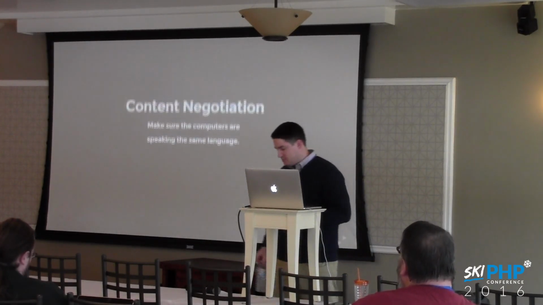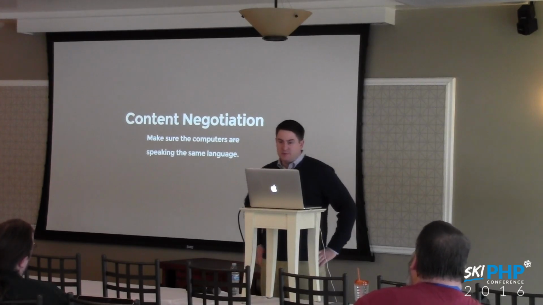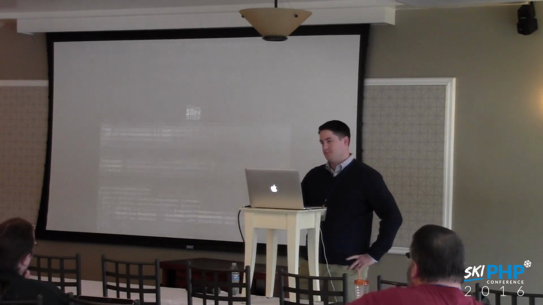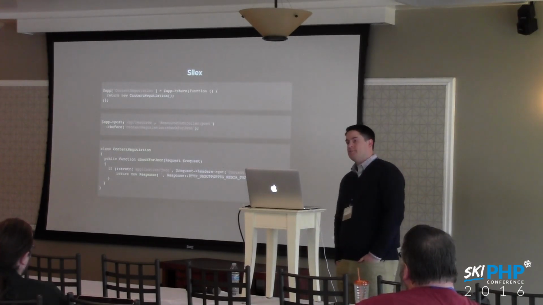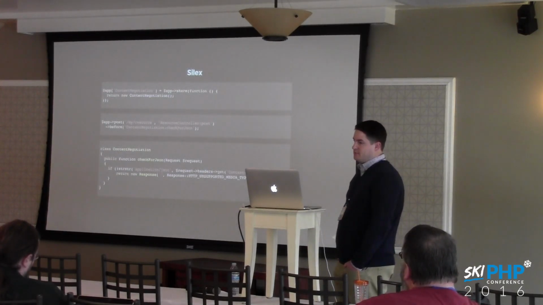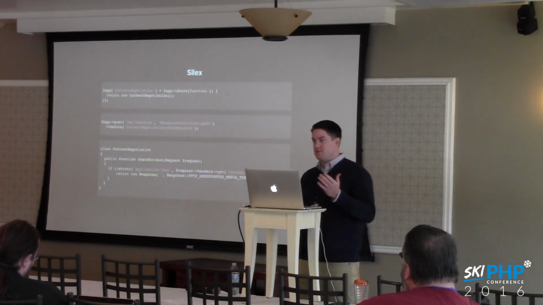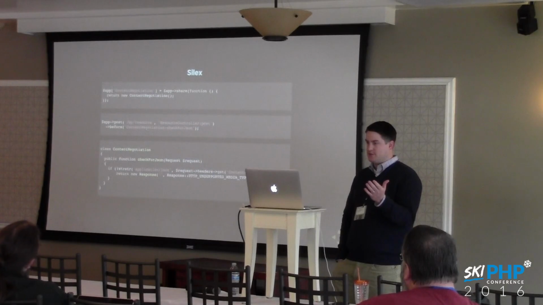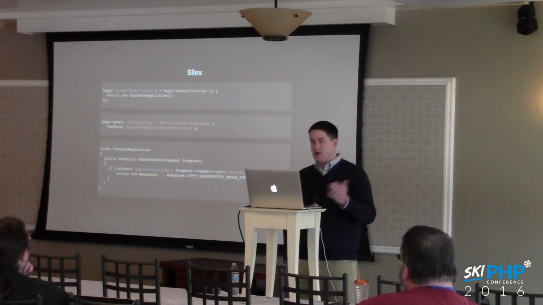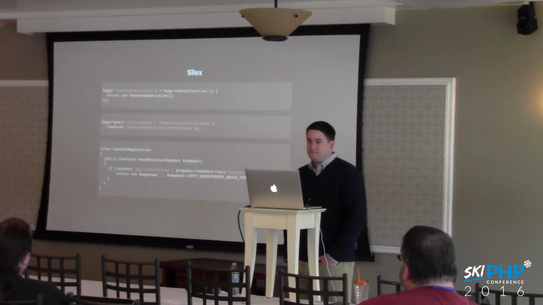Content negotiation. We do this in our API to make sure computers are speaking the same language. The most common of which is application/JSON. But there's a reason to check to make sure that these are doing the right things, because if the client doesn't know what language you're speaking, in this case JSON, how's it going to know how to interpret the results?